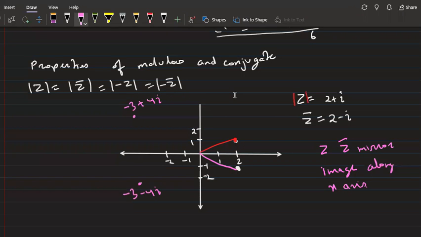Now what about minus z? Minus 2? Yes or no? This one, just in the opposite direction. Yes or no? Right? So obviously, the mod of z, z bar, minus z are all the same because it is the distance from the origin. Got it everyone? Does everyone understand? Mathematically as well as geometrically?